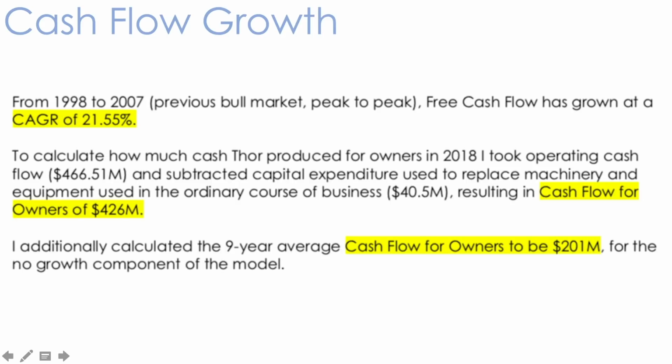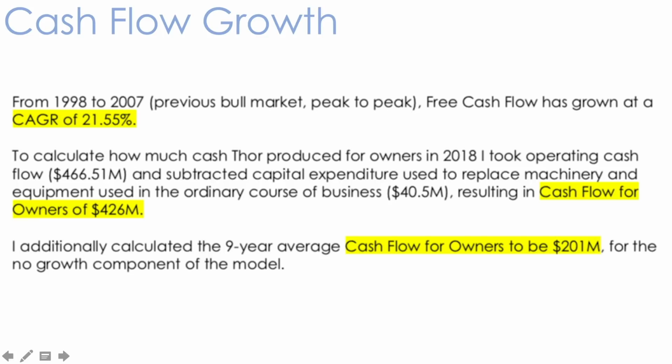If we then look at 1998 to 2007, which is the previous bull market before the GFC, from peak to peak again, free cash flow actually grew at 21.55%. So essentially, to calculate how much cash Thor produced for its owners, because that's what we need to calculate, we're not using free cash flow, we need to calculate how much is going to be returned to us.